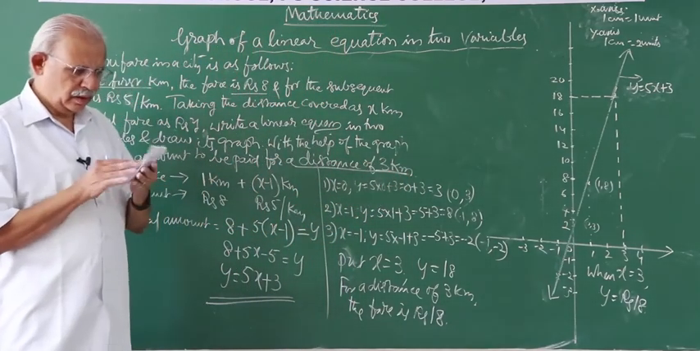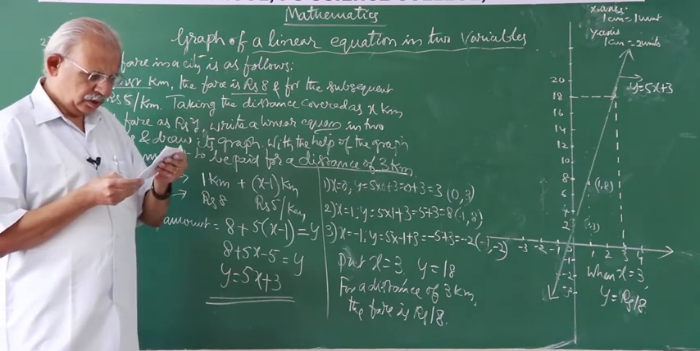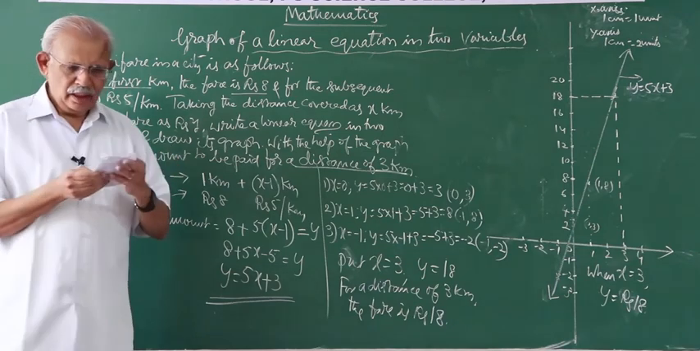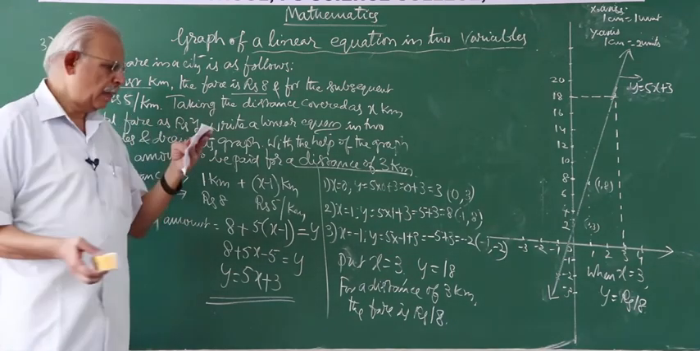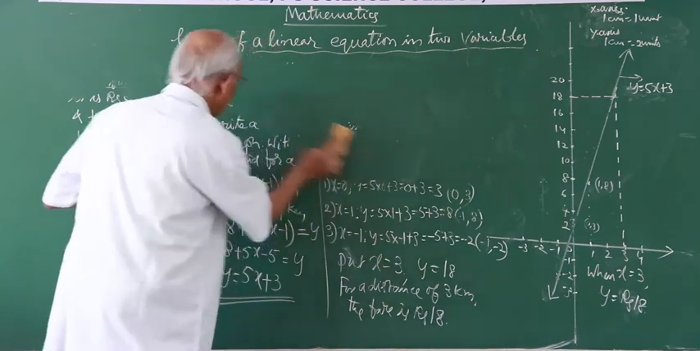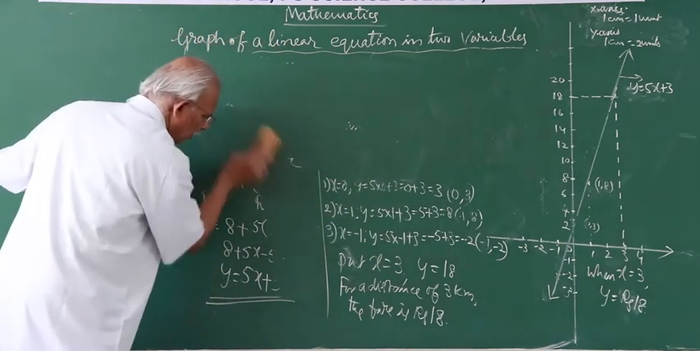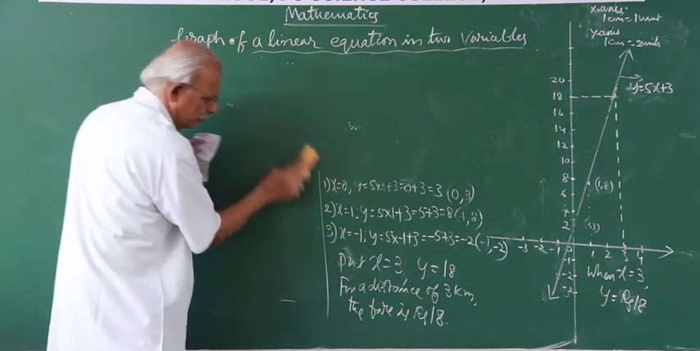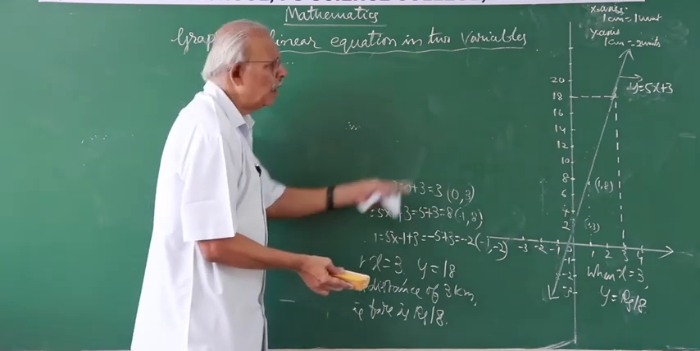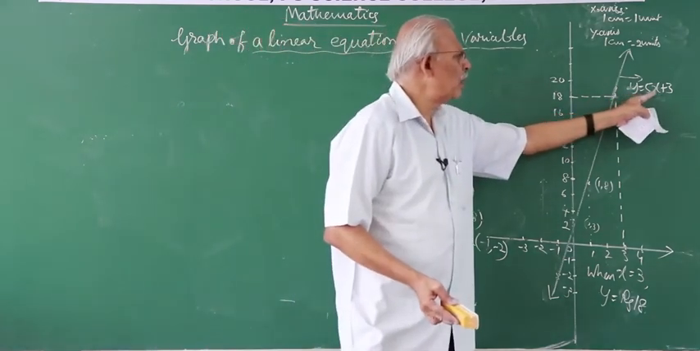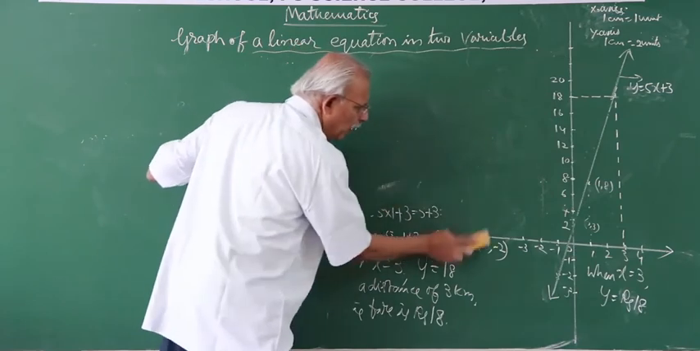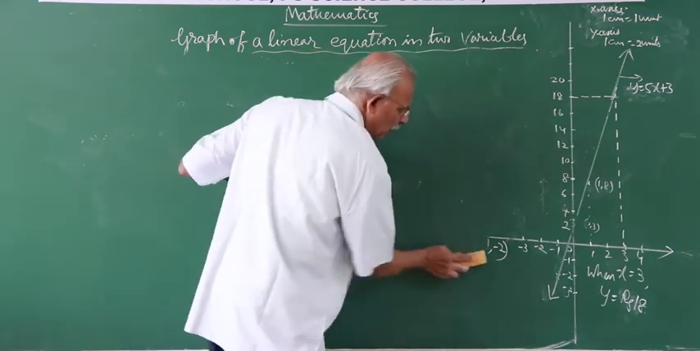Now again, I shall tell you one more, Fatima. Next one is, even if you substitute here in the place of x, y equals 5x plus 3, put x is equal to 3, 3 5s are 15, 15 plus 3, 18. The same answer you get. But you have to find by making use of graph.